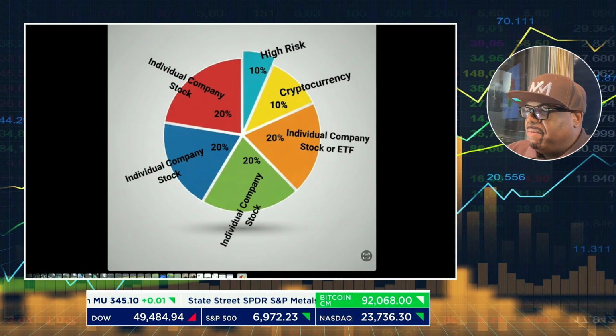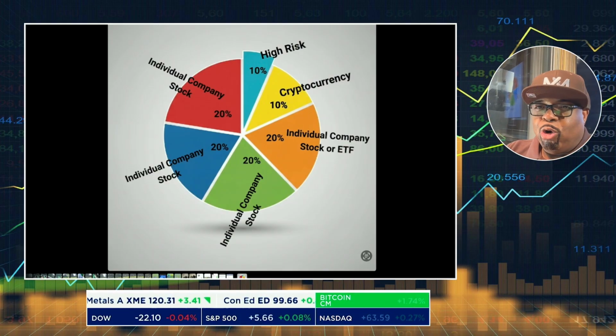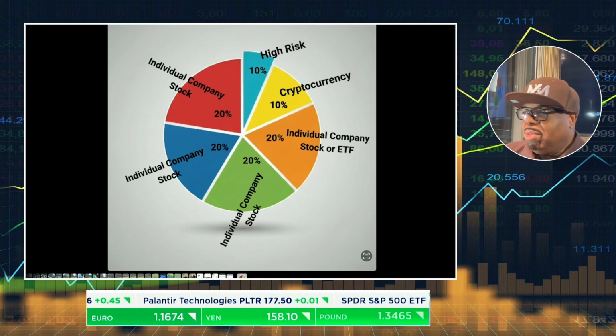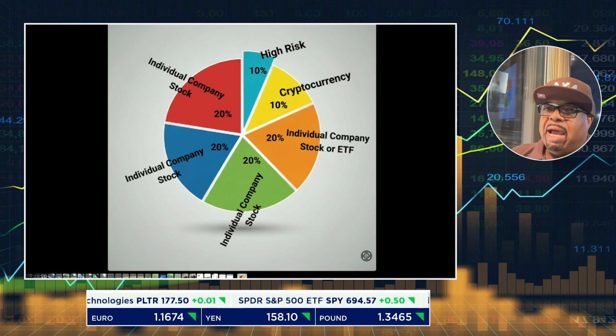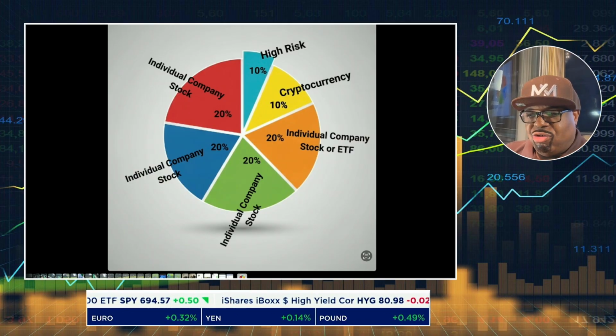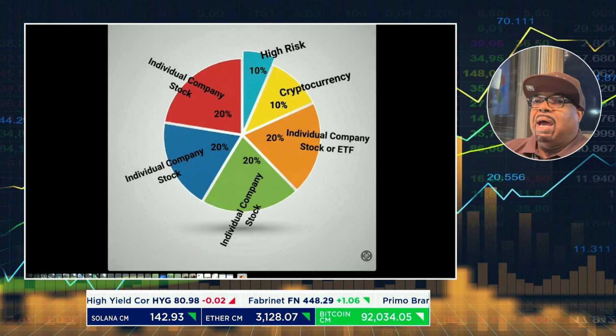then we might be able to divide things up a little bit better, get some cryptocurrency, which is 10%, and then a very important one at the top, 10% into high risk. Now you might ask, what is high risk? Well, high risk are stocks, in my opinion, that are extremely volatile. But these are the stocks that can make you a lot of money.